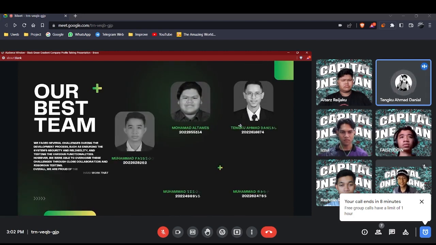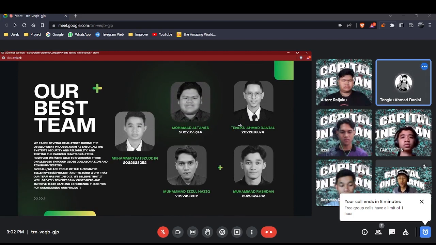Now we go to our team introduction. We faced several challenges during the development process, such as ensuring the system's security and reliability and testing the various functionalities. However, we were able to overcome these challenges through close collaboration and rigorous testing. Overall, we are proud of the automated teller system project and the hard work that our team has put into it. We believe that it will greatly benefit bank customers and improve their banking experience. Thank you for considering our project.